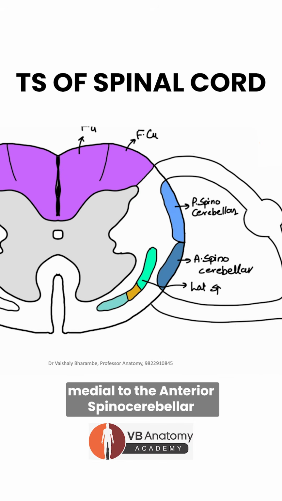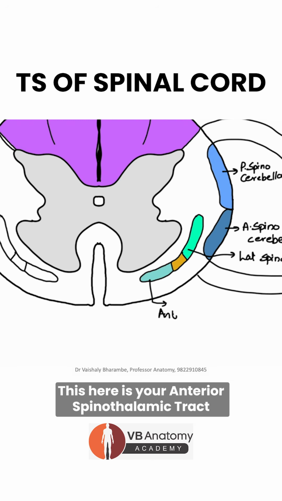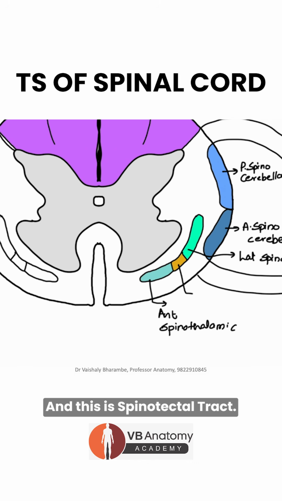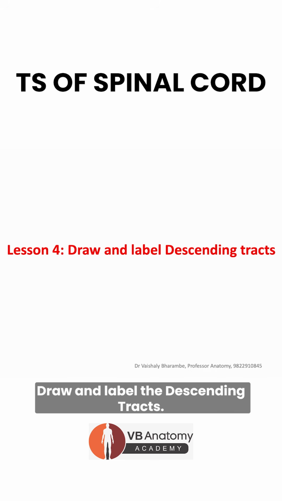Medial to the anterior spinocerebellar or deep to it lies your lateral spinothalamic tract. This here is your anterior spinothalamic tract carrying sensation of touch and pressure. And this is spinotectal tract. Draw and label the descending tracts.